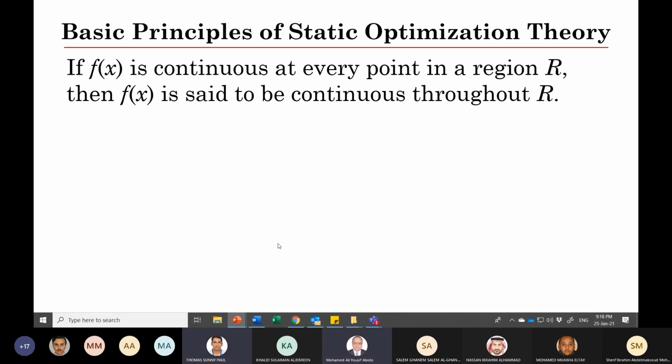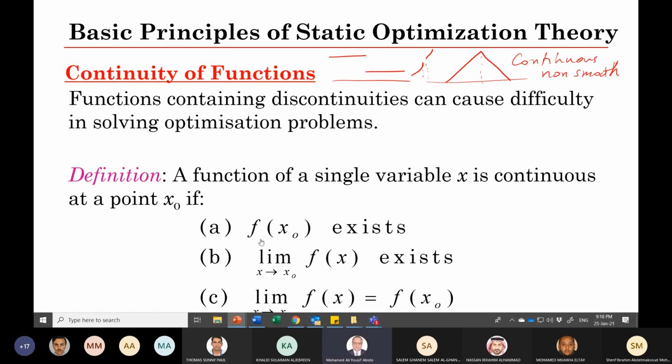Yes, this is the mathematical method for continuity. In order to check whether the function is continuous or not, first, at this specific point, the function must exist. And when you take the limit of f from x0 negative and from x0 positive, the limits must also exist and be equal to the value of the function at x0.